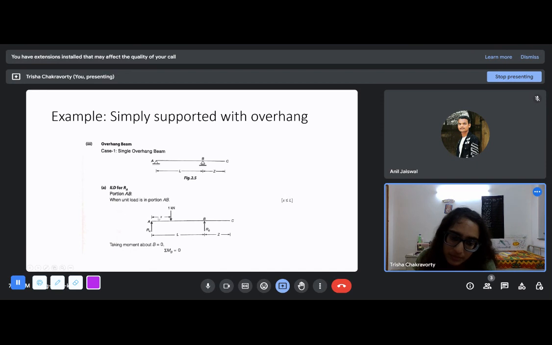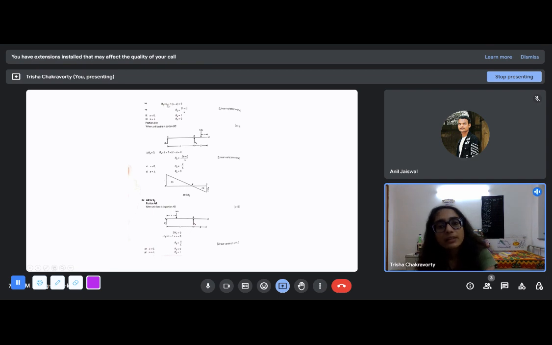RA into this distance, this is X, this is L. So, and minus 1 into L minus X. So this is the expression: RA into L minus 1 into L minus X is 0. Because of moment equilibrium about B, we have to equate the total moment to be 0. So RA is (L minus X) by L. This is the same as what we obtain for the simply supported beam in this zone.